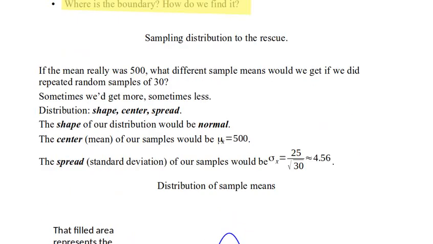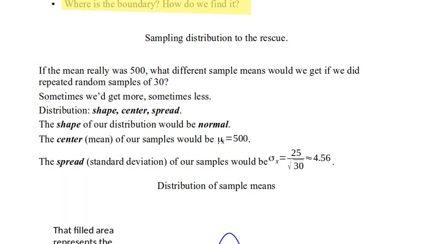So let's remind ourselves of sampling distributions. If the mean really was 500, as the null hypothesis, as the manufacturer claims, what different sample means would we get if we did repeated random samples of 30 batteries? Sometimes we'd get more, and sometimes we'd get less. But let's remind ourselves of the shape, the center, and the spread. The shape of our distribution would be normal. That's because the sample is at least 30.